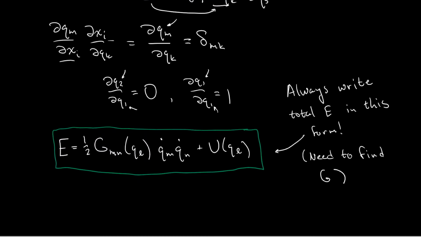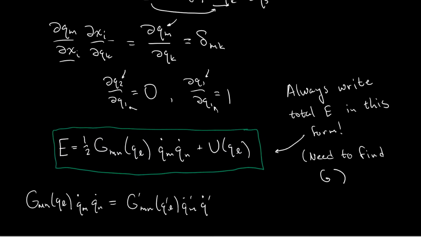So another way of writing this is that this combination g_mn, u^l dot u^n dot, is equal to, if I change coordinates to some q prime, l q prime dot, m q prime dot, n. These two things are equivalent.